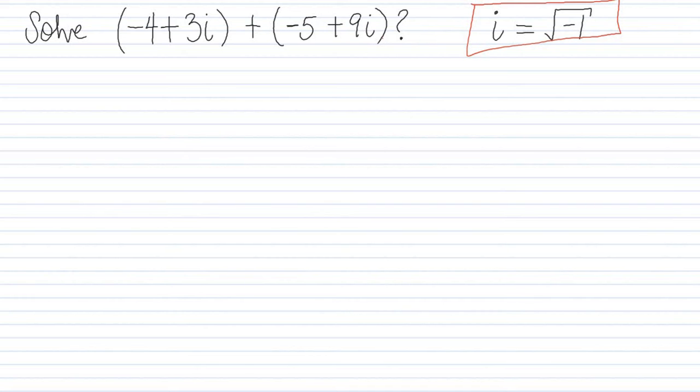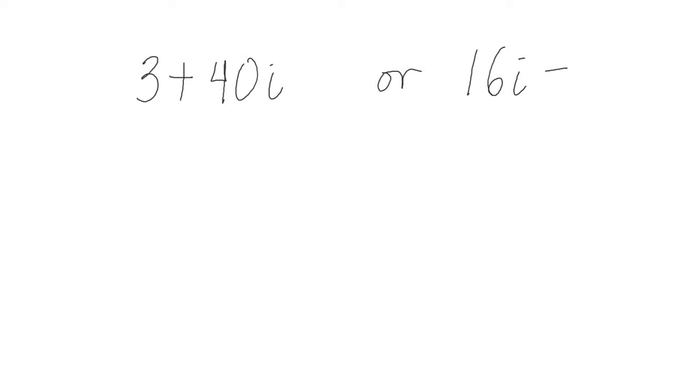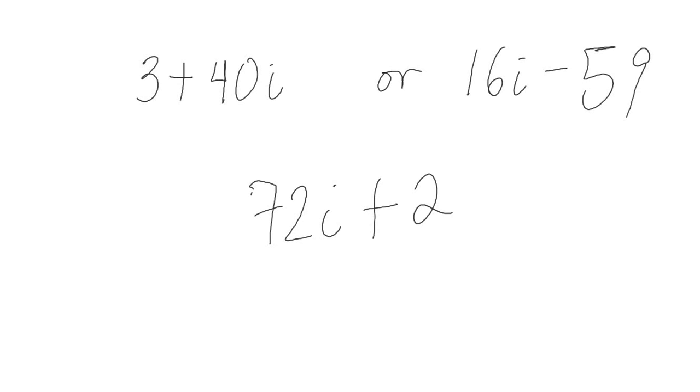So the first thing I wanted to say is you're going to see this in your SAT question, because this is an SAT math prep series. But before we go into solving the question, whenever you're given a number that looks like 3 plus 40i, or 16i minus 59, or 72i plus 2, all of these are called complex numbers, and complex numbers are numbers that consist of a real part and an imaginary part. So the real part is the plus 3, and the imaginary part is going to be the 40i.